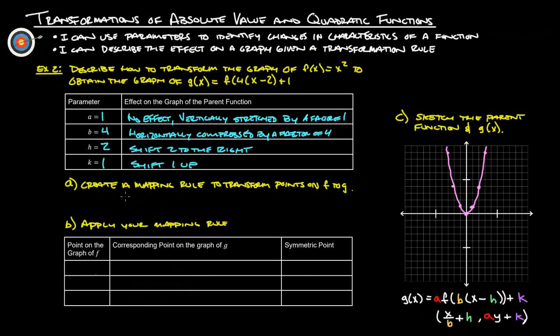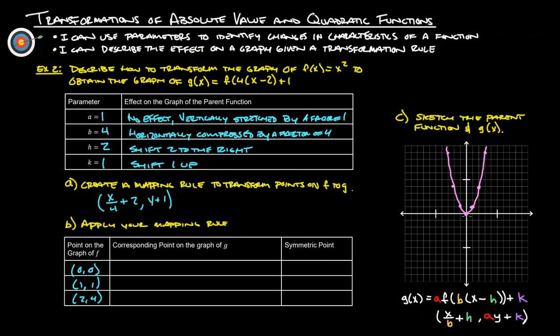Okay, so we're just going to use this little formula here, right? We take our x value and we divide it by B, which in this case is 4, and then we add H, which is 2. Okay, and then we take A, which is 1, times y, which is just going to be y. And then we're going to add the 1 here. And away we go.